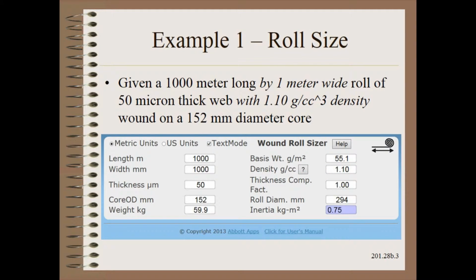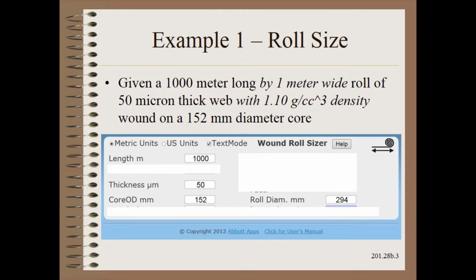Also note that in addition to roll weight, we can also get the basis weight of the web. That can also be a really useful thing to know. In summary, there is nothing on this screen that anyone working with webs would not know, with the possible exception of roll inertia used by drive people. However, if you don't need to know about inertia or basis weight or roll weight, you can totally ignore them. You are still left with a very useful roll size calculator.